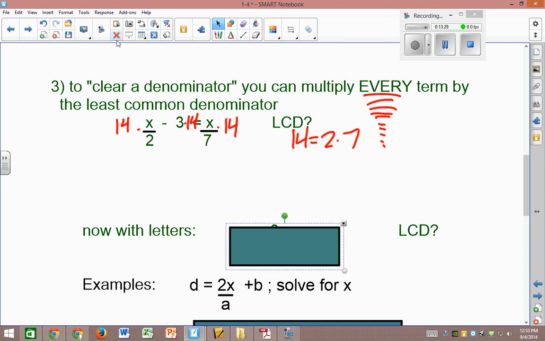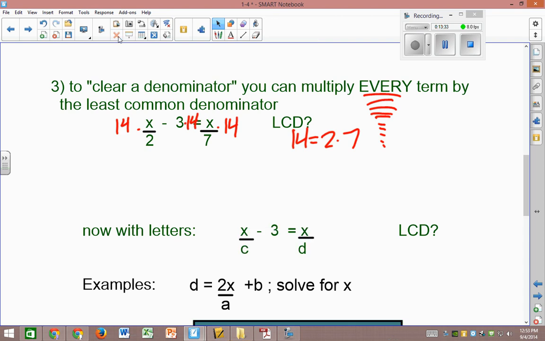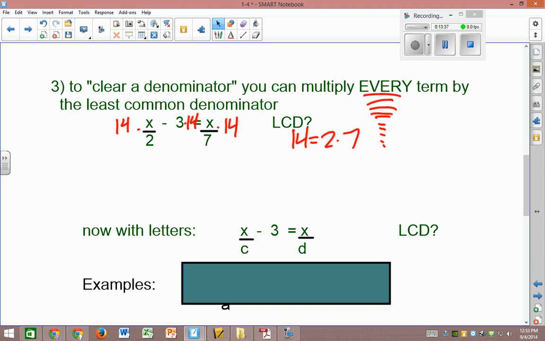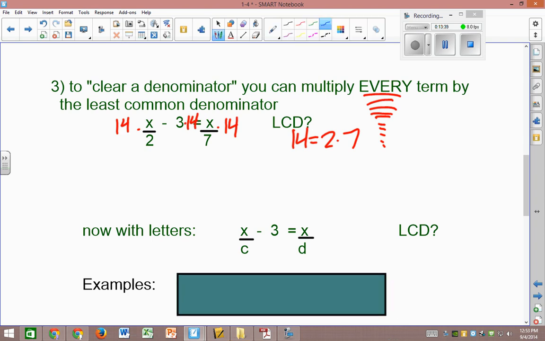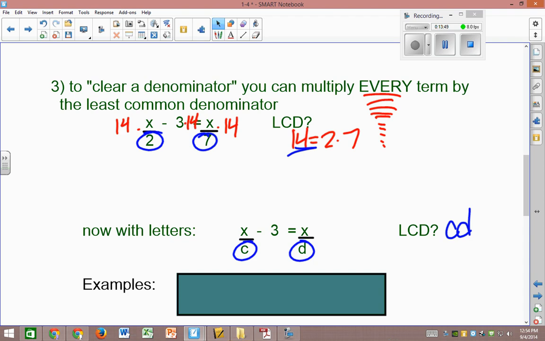Okay, so let's just practice finding the least common denominator here, and then we'll do some solving in a little bit. 2 times 7 was 14, so we took the two denominators and multiplied them to come up with this. My two denominators are C and D, so you would have to multiply by CD. Okay, I think I'm getting it.